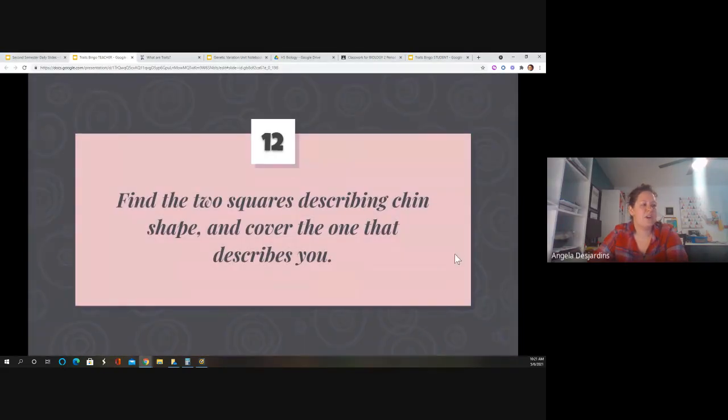So you're going to find the 2 squares describing your chin shape, and you're going to cover the one that applies to you. So you have a cleft chin or a non-cleft chin. Cleft chin or straight chin?